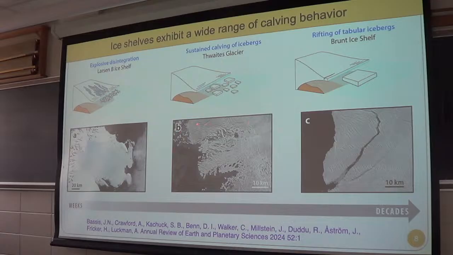So you have fractures that form and then they break up, you have icebergs, and you get these small sustained calving events. And then on the other side, if you go to something like the Brunt Ice Shelf, there you get these really large rifts, and you can see the size scale here, tens of kilometers long, and you get tabular icebergs that are as big as the size of Manhattan or the state of Delaware even.